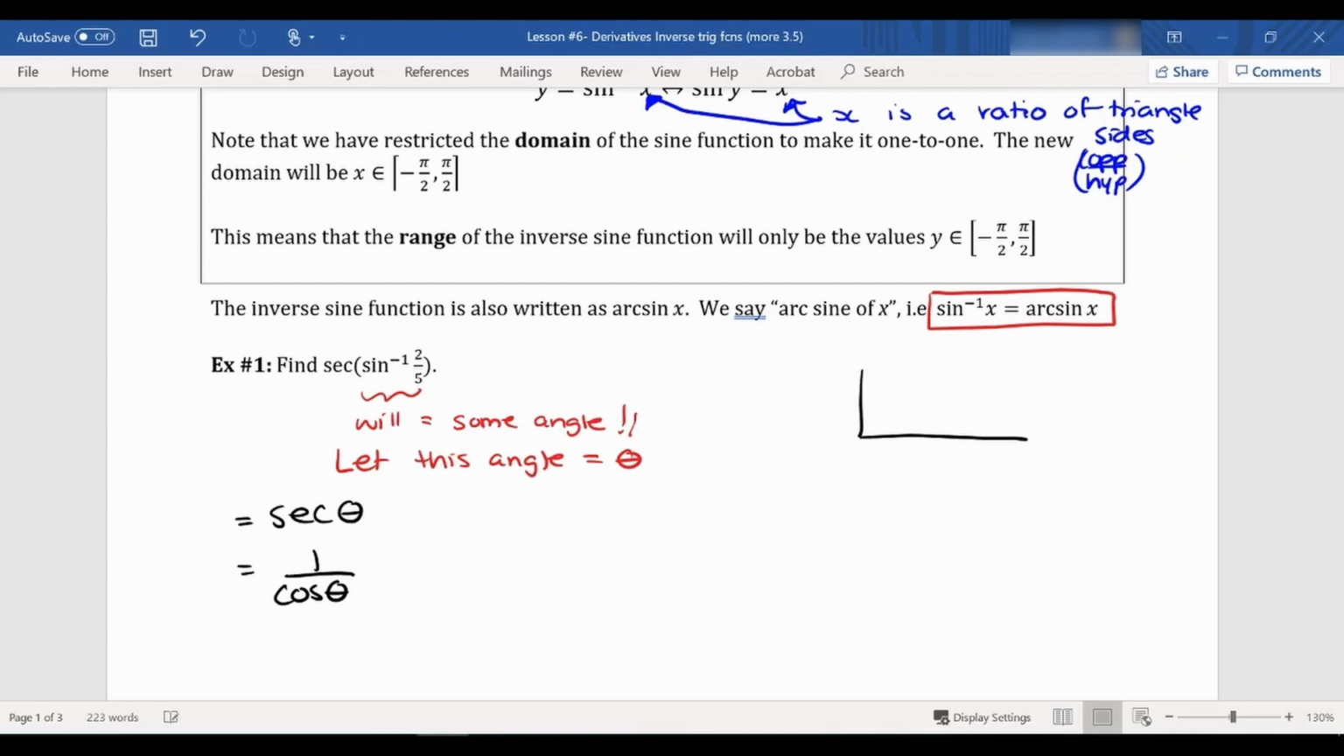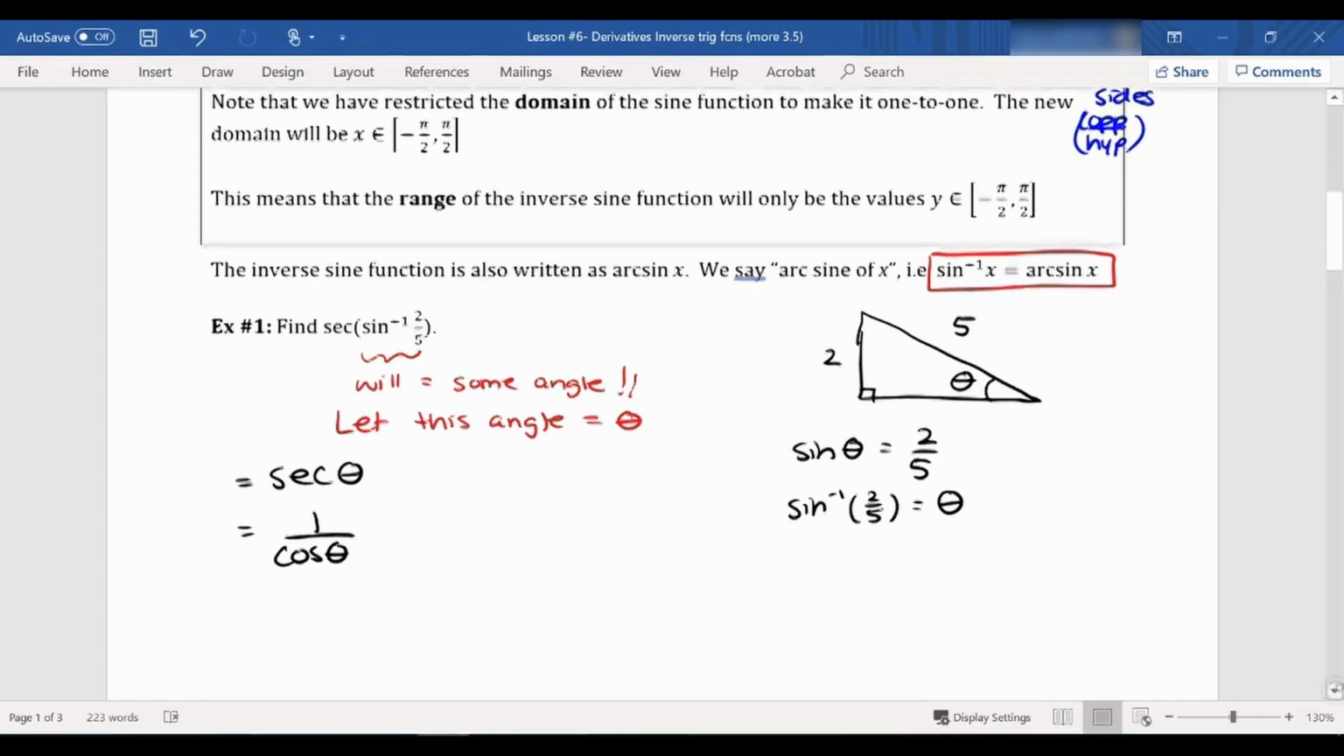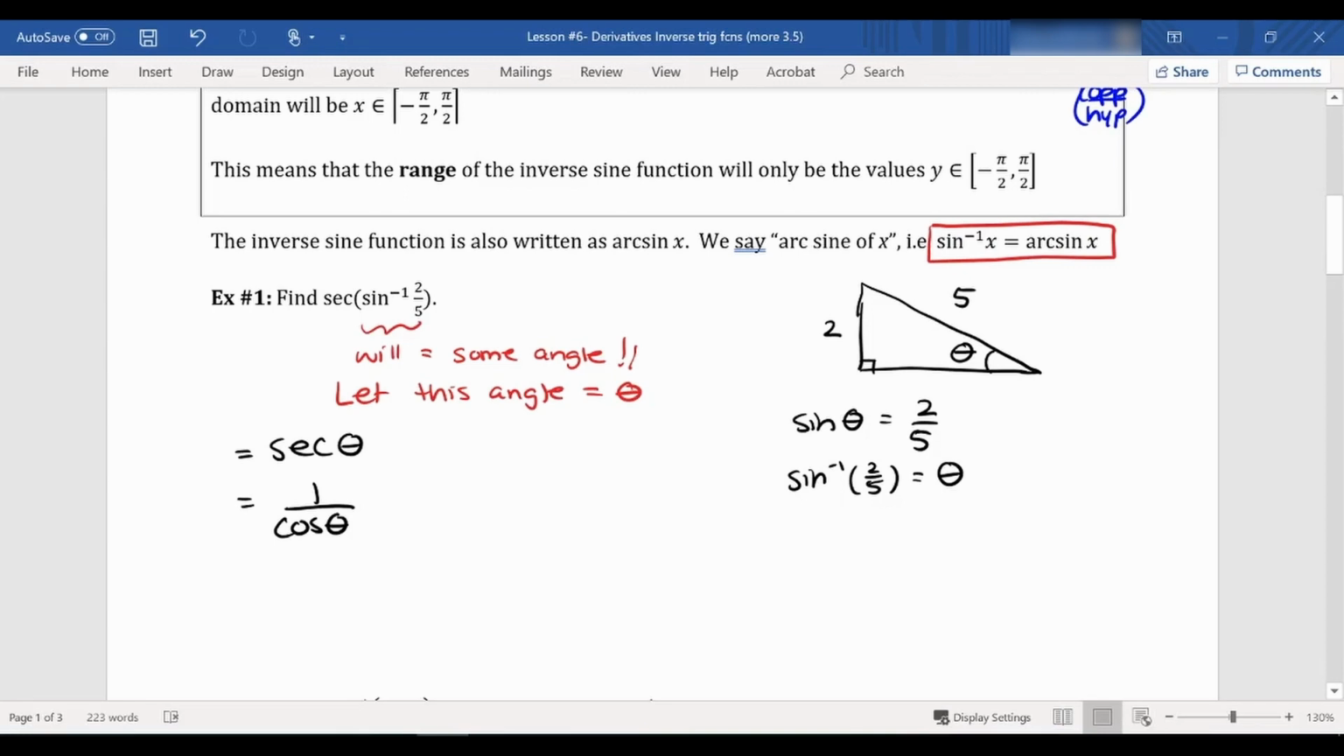So if I use this information about sine, I know that sine, if I have some angle, is opposite over hypotenuse. And I know that sine of this angle would equal 2/5. Or inverse sine of the ratio will equal that angle. Now, I know that this angle that I just put in here is the same as the angle in the information on the left. So I know that secant of theta is 1/cosine theta. Well, I can find cosine theta here.